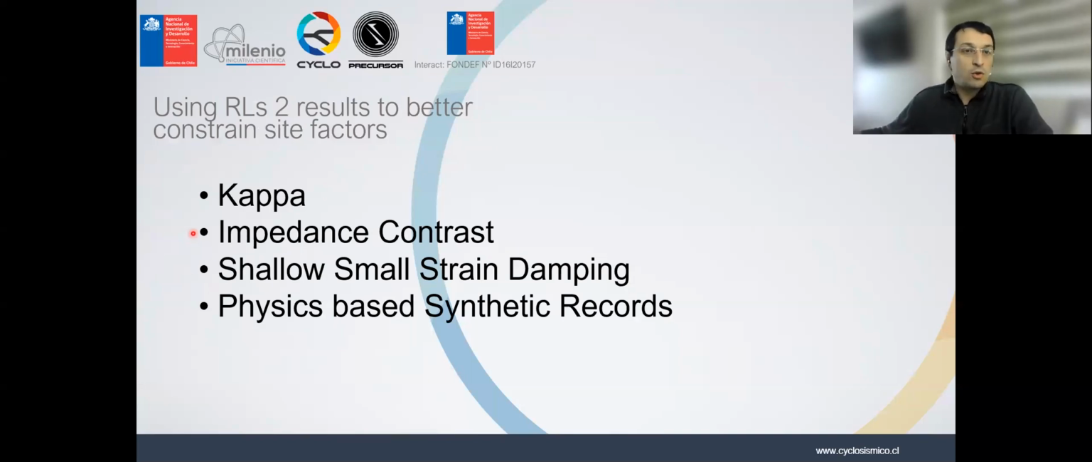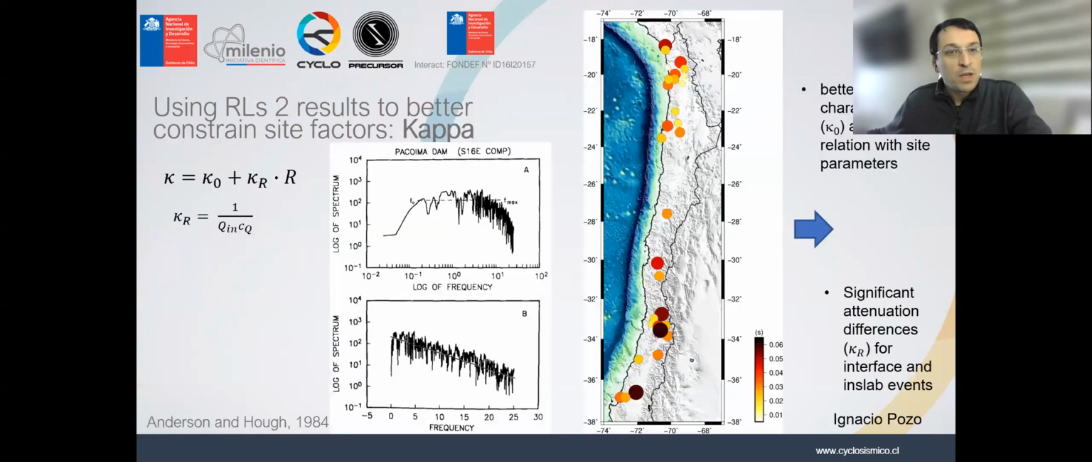We were following several aspects of this in order to constrain our site effects. One of them is using a Kappa model or studying the high frequency attenuation in Chile, the impedance contrast, shallow small strain damping, and provide computing physics-based synthetic records with all of that. I'll show you briefly the first two.